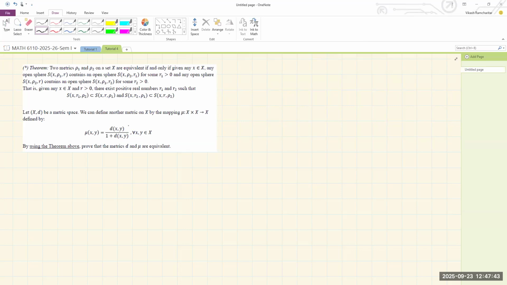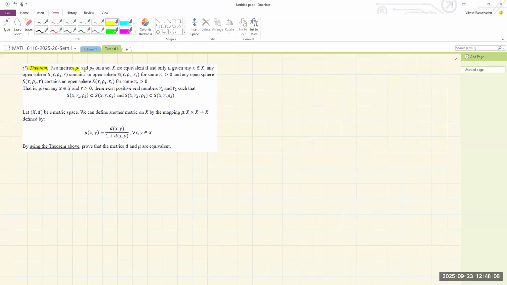Okay, so in this video, we're going to be looking at solving a few problems with respect to the topology on metric spaces. So in this first question, we are given this theorem that basically talks about when two metrics are said to be equivalent.